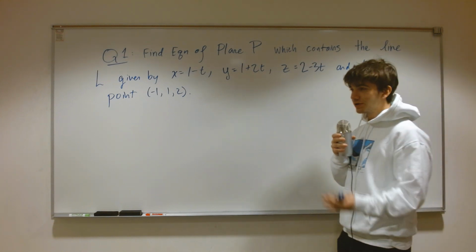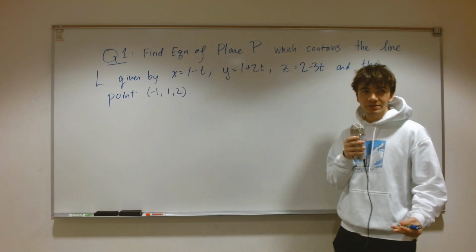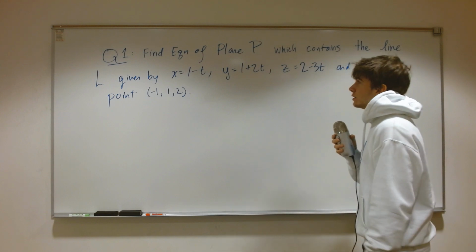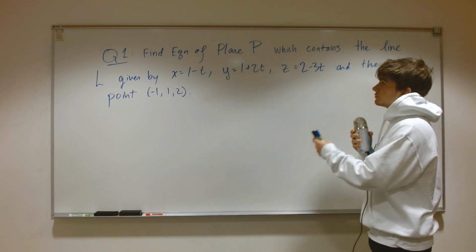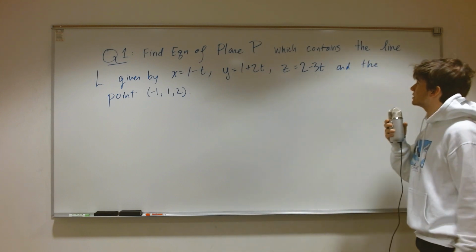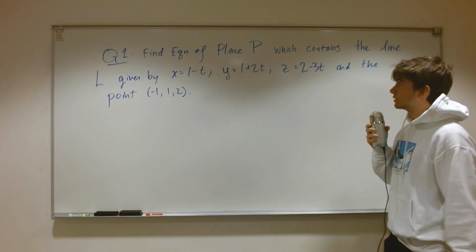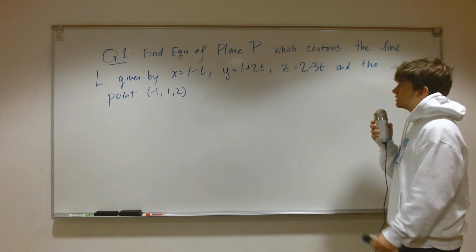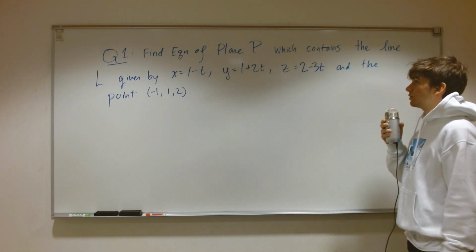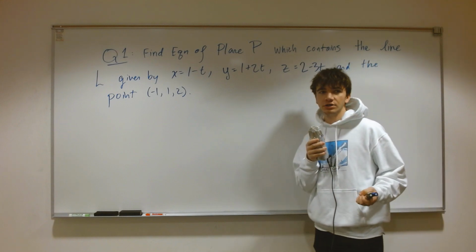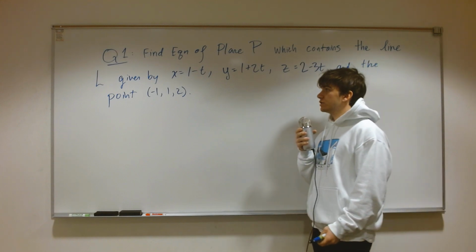Okay, so today we're going to start on the MIT final exam for one of their Calc 3 classes. Just found it online. So question 1 is find the equation of a plane P, which contains the line L given by x equals 1 minus t, y equals 1 plus 2t, z equals 2 minus 3t, and the point negative 1, 1, 2.